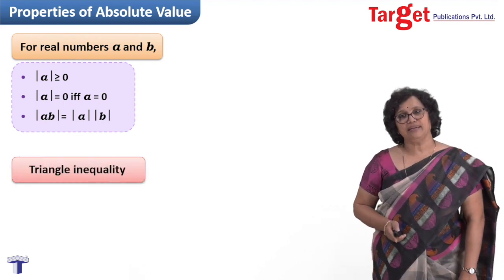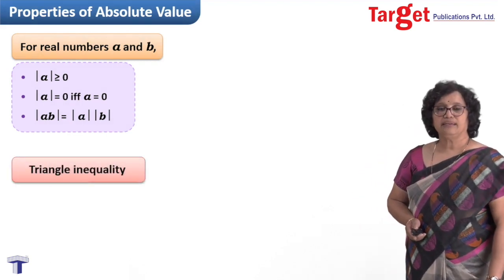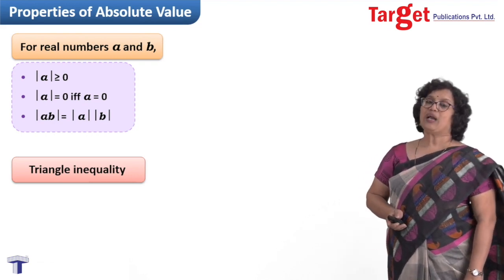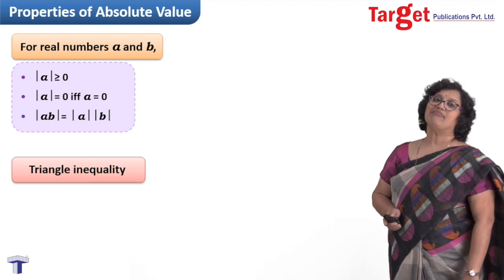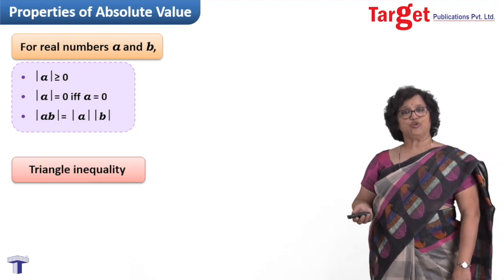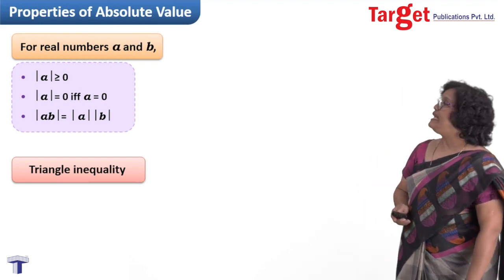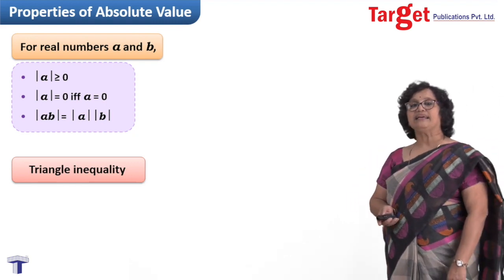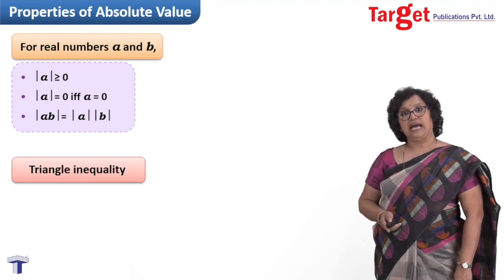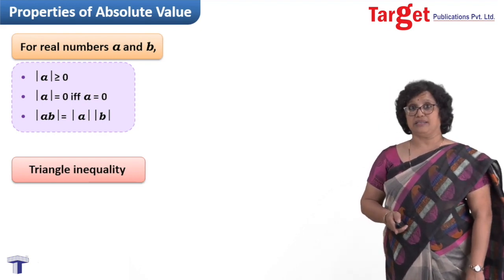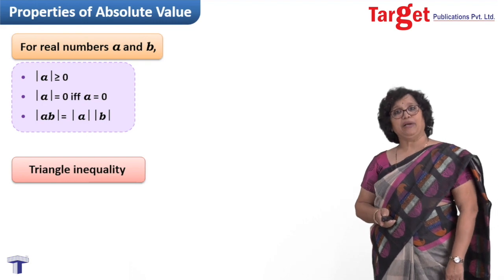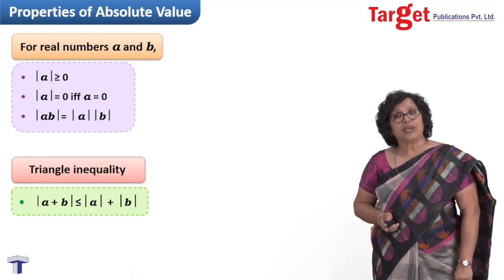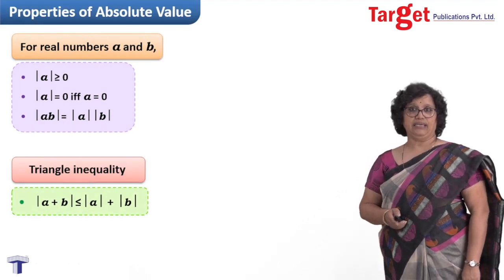Let us take the fourth one, triangle inequality. As the name suggests, it has got something to do with triangles. Now recall triangle inequality, what we have learned in case of our plane geometry. We have seen that the sum of two side lengths is always greater than the third side. And here absolute value is nothing but distance. So we should be able to correlate to it. We write absolute value of a plus b less than or equal to absolute value of a plus absolute value of b.